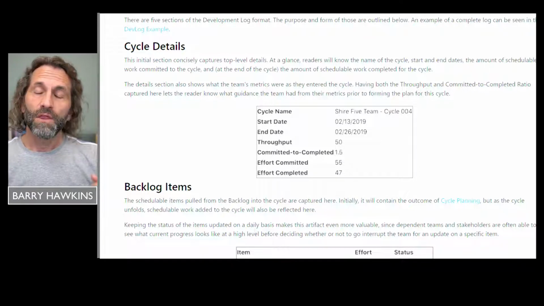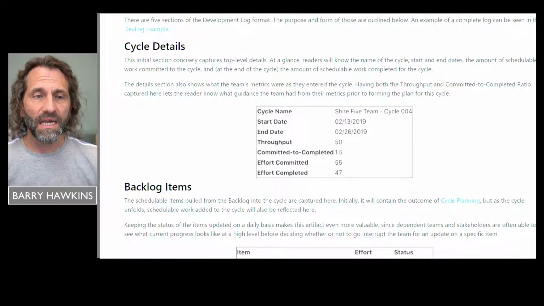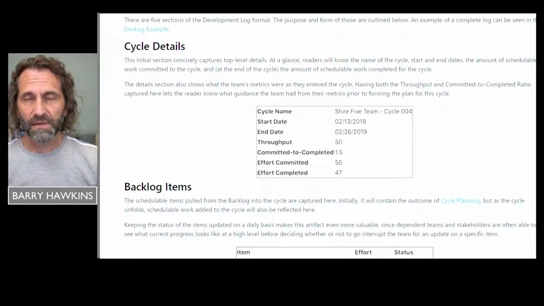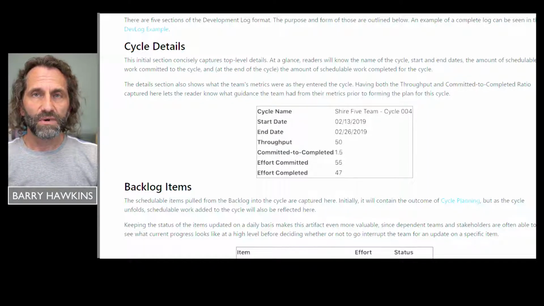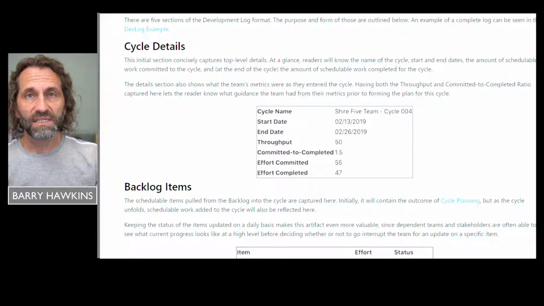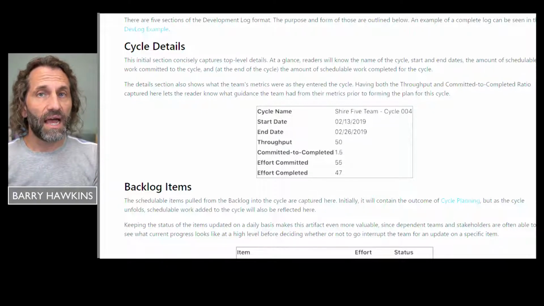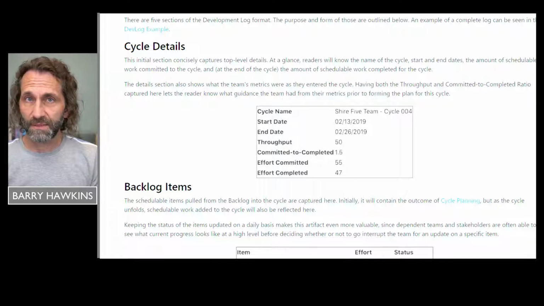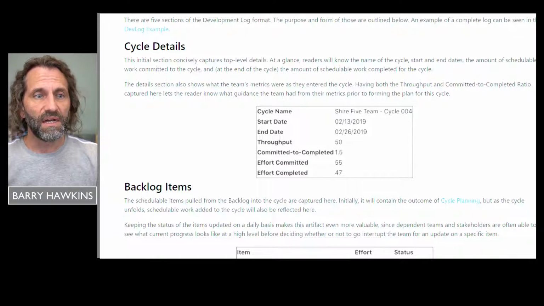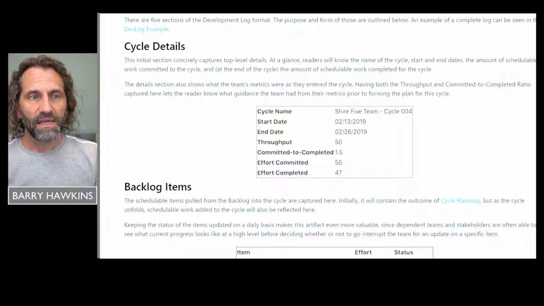And as a reminder, throughput, or velocity, is a rolling average of the story points or level of effort completed by the team, the average over the last 6 development cycles or sprints. Projected to completed, or committed to completed, to use the older term, that is the ratio of how many story points were pulled into the cycle against how many points actually got completed. And so you can see here that currently they have been committing to a bit more with that ratio of 1.5 to 1.